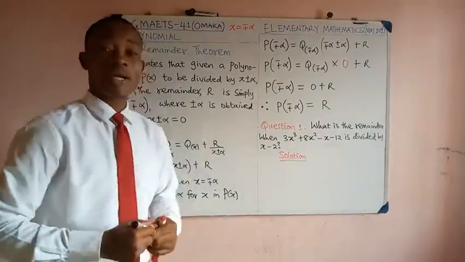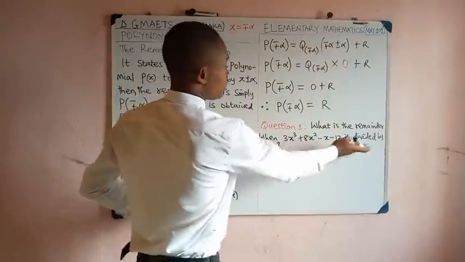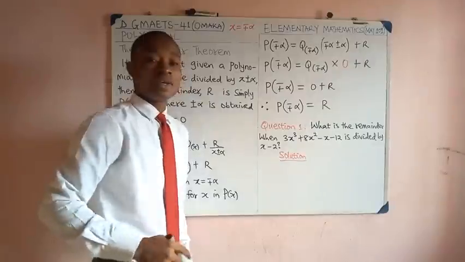We have a question that I want to quickly look at. So we have the solution. This is the polynomial. We have to divide it by the divisor x minus 2. So after here, x is now 2.